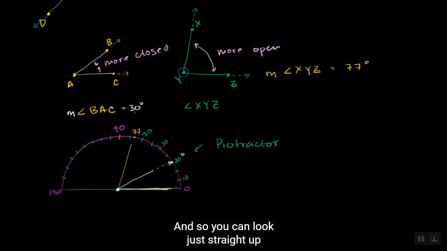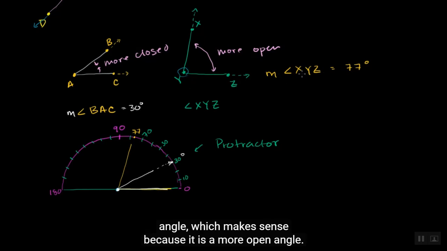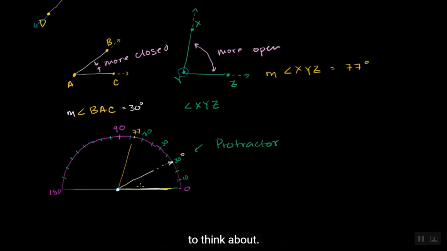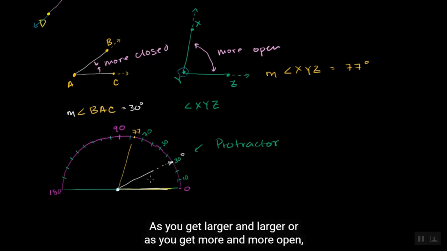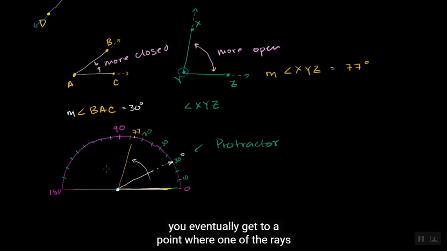And so you can look just straight up from evaluating these numbers that 77 degrees is clearly larger than 30 degrees, and so it is a larger angle, which makes sense because it is a more open angle. And in general, there's a couple of interesting angles to think about. If you have a 0 degree angle, you actually have something that's just a closed angle. It really is just a ray at that point. As you get larger and larger, or as you get more and more open, you eventually get to a point where one of the rays is completely straight up and down while the other one is left right.